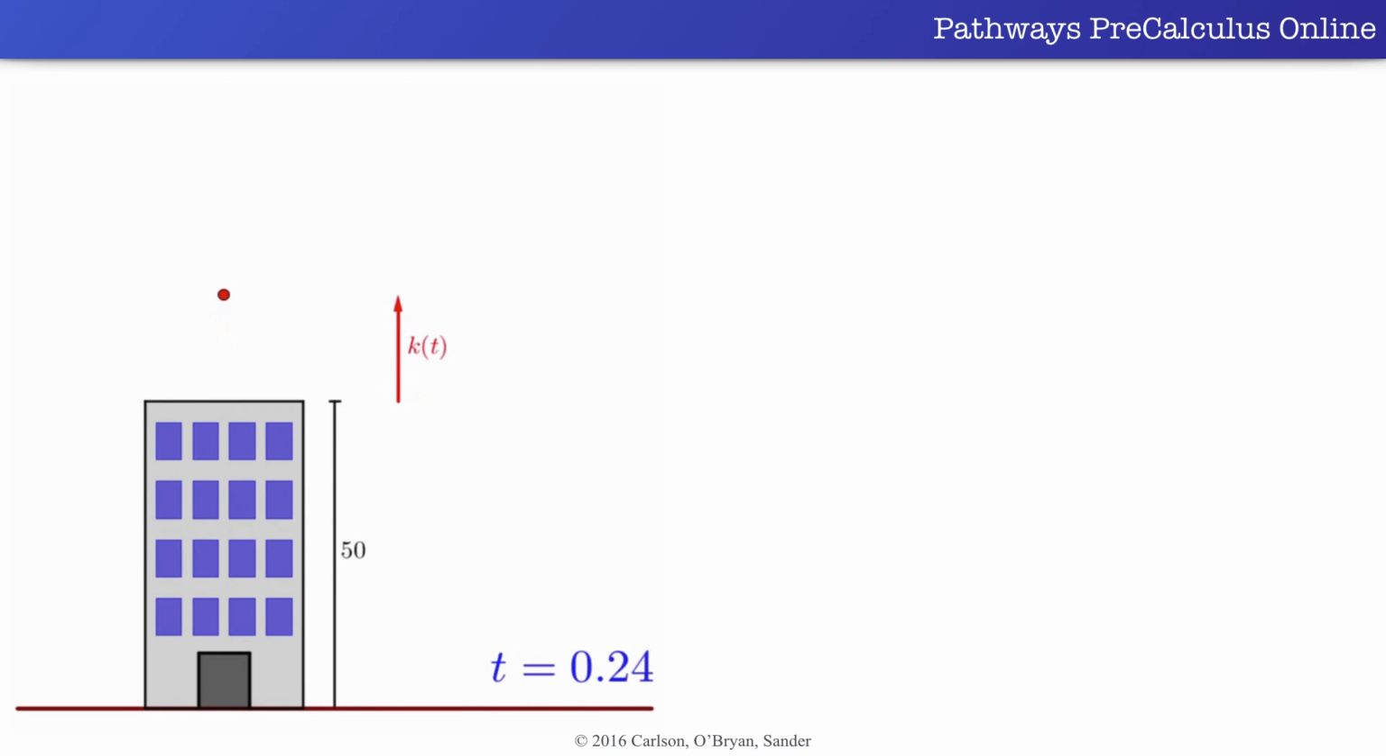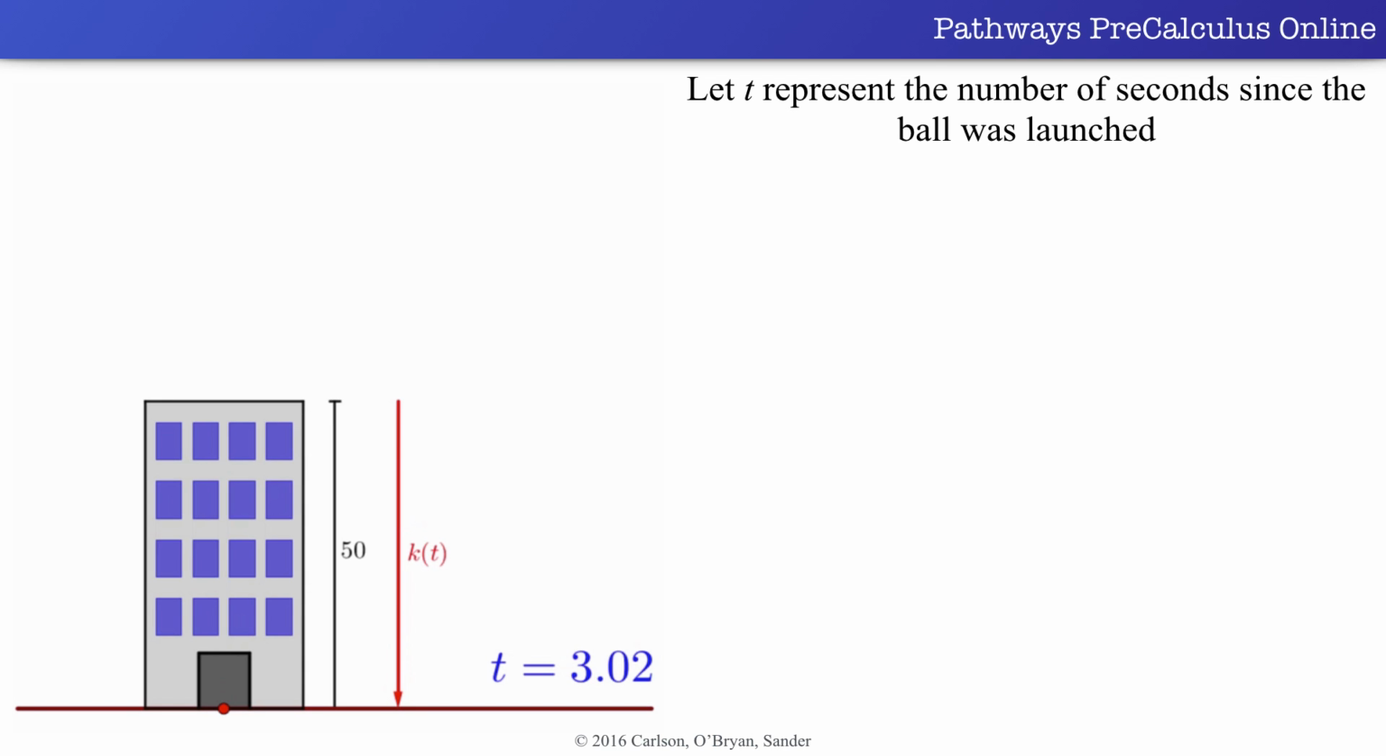A ball is launched from the top of a 50-foot tall building, reaching a maximum height of 100 feet above the ground before it begins falling. The ball takes 3.02 seconds to reach the ground after being launched. We will let the variable t represent the number of seconds since the ball was launched.